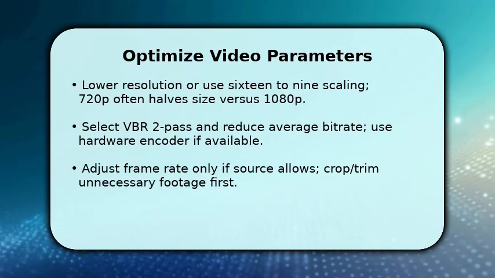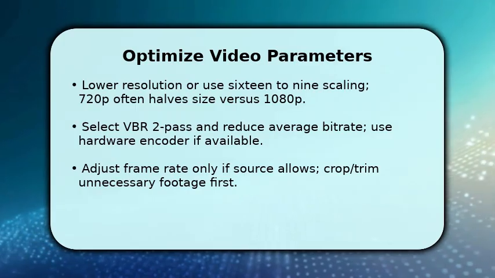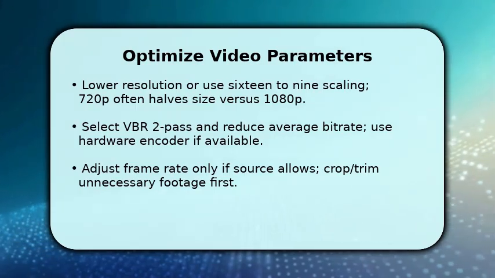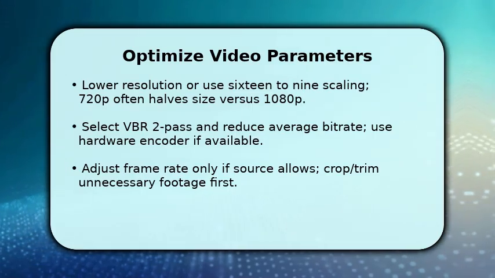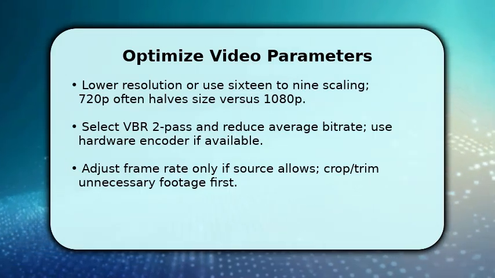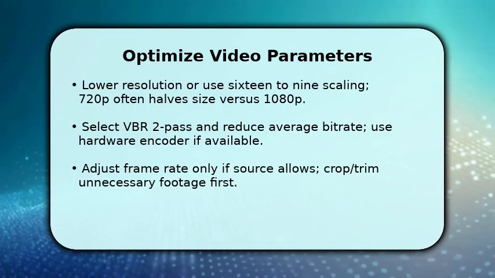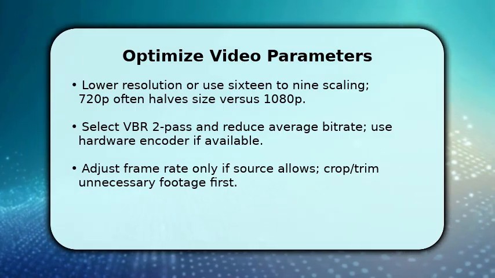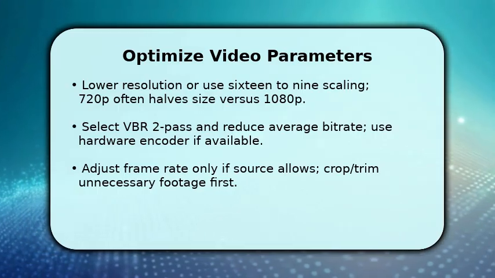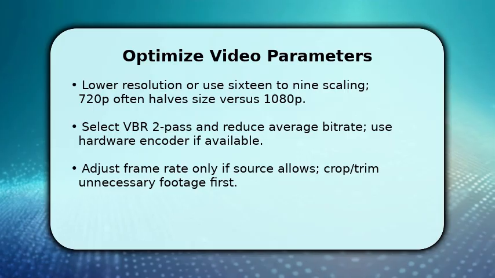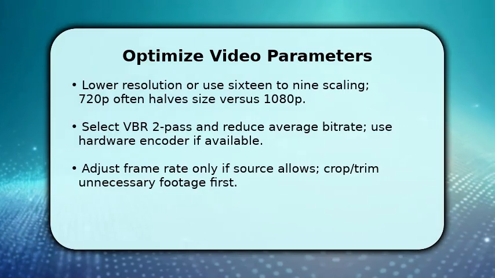Now you refine the encode. Reduce resolution when acceptable, because scaling from 1080p to 720p gives large savings for most viewers. Select variable bitrate with 2-pass encoding to concentrate bits where needed. Set a modest average bitrate and a slightly higher max. Use hardware acceleration to speed up encoding, but check visual quality after switching.